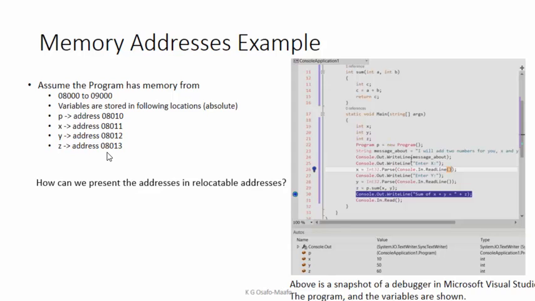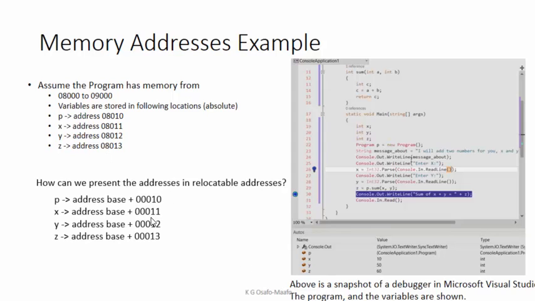What about relocatable or relative addresses? It just means I have to say whatever is the base plus an offset. And so the base was 8,000, the offset is 10. So p can be seen as relative to wherever I was, 10. X is relative to wherever I was, 11. Y means relative to wherever I was, 12. And Z means that if this program were to move from 8,000, 9,000 and moves to a place like 10,000 to 11,000, that means the P address would also shift along as well.